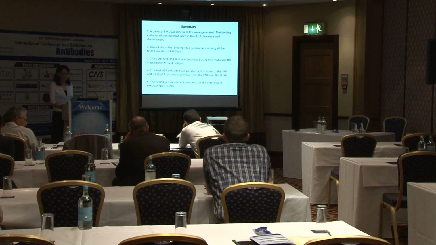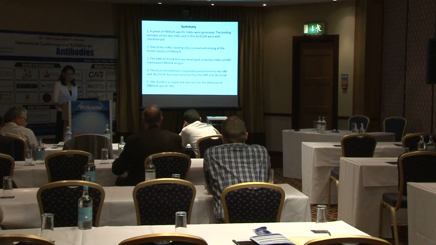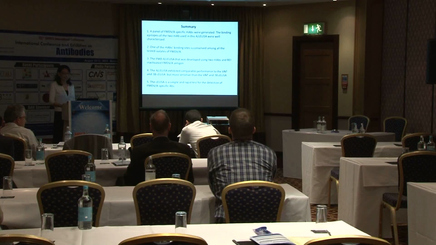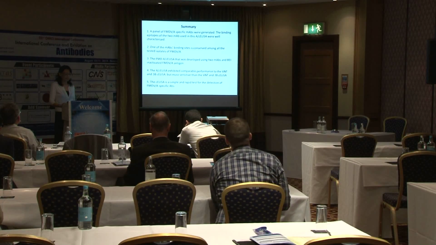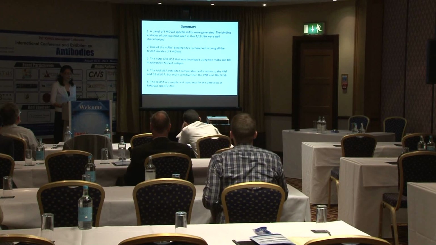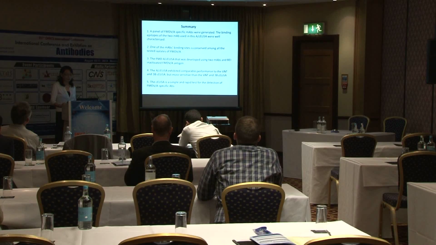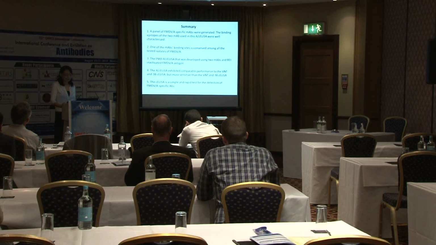So now is a summary. A panel of monoclonal antibodies specific to FMD serotype A was generated, and the binding epitopes of the two monoclonal antibodies used in this C ELISA were well characterized, and their binding epitopes are highly conserved. A competitive C ELISA was developed using the two monoclonal antibodies and BEI inactivated FMD serotype A as an antigen. This newly developed C ELISA showed comparable performance to the VNT and the 3BC ELISA, but was more sensitive than the other two tests. The C ELISA is simple and rapid for detection of FMD A specific antibody.